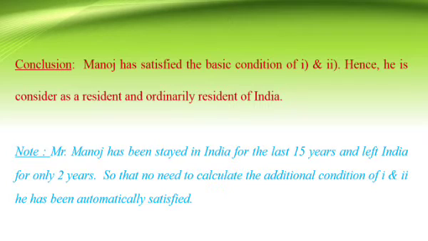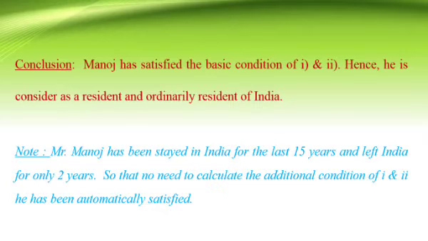Then see the note: Mr. Manoj has stayed in India for the last 15 years and left India for only 2 years. So there is no need to calculate the additional conditions of the first and second condition. He has automatically satisfied the additional conditions 1 and 2. That is why I didn't calculate the additional condition, because for the past 15 years he has stayed in India.